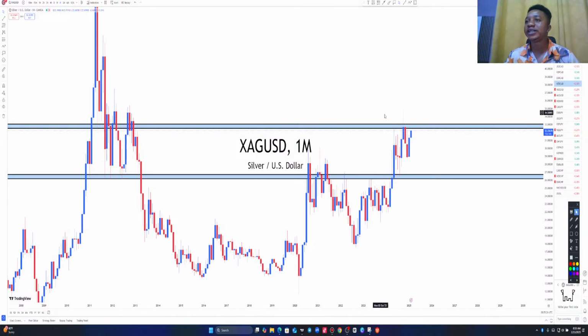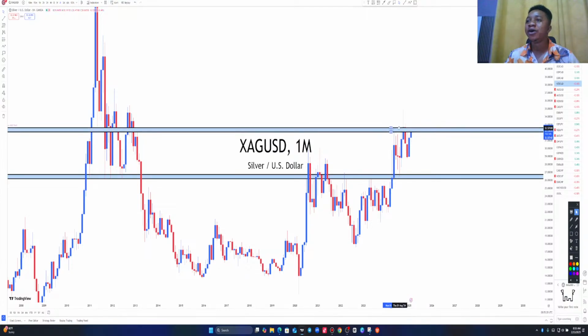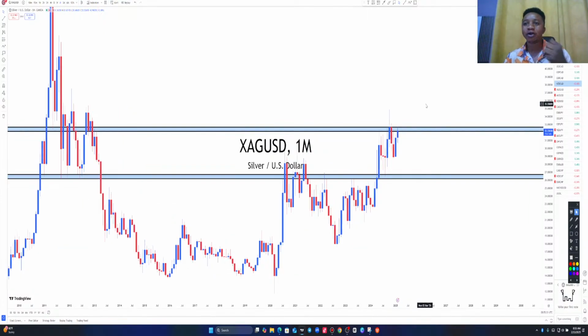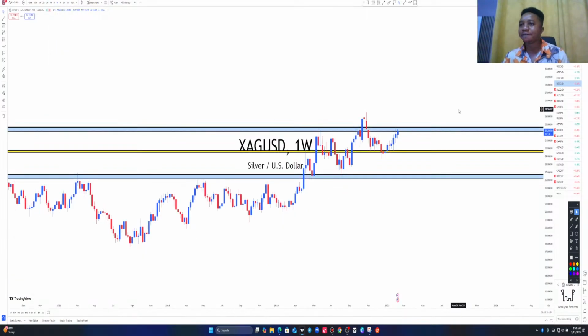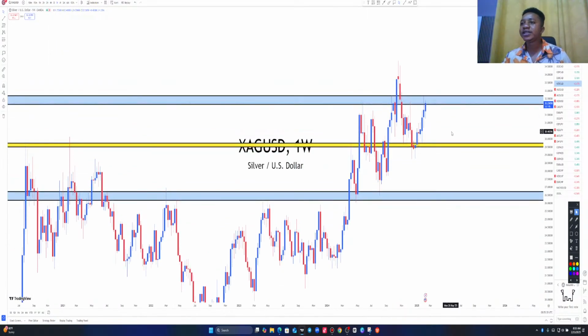So let's take it again to a weekly time frame and then understand how we are going to find opportunities to buy all the way on silver as well. All right, so silver, taking it to the weekly time frame for further analysis. All right, so this is the weekly time frame on silver.